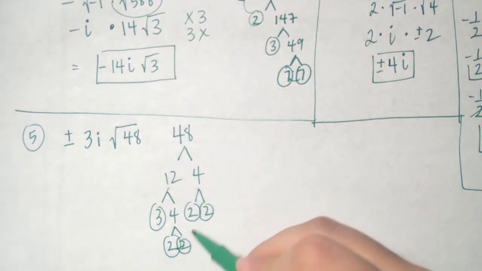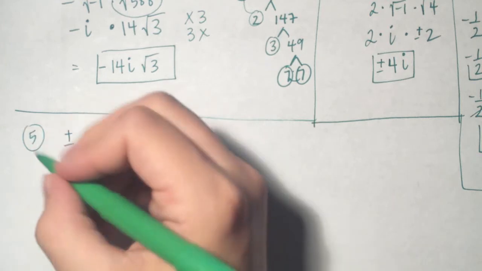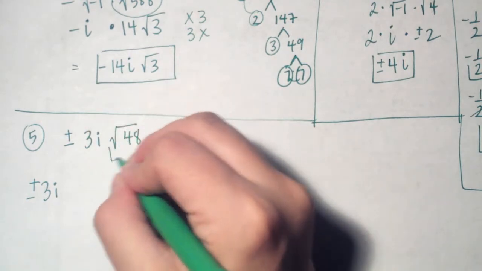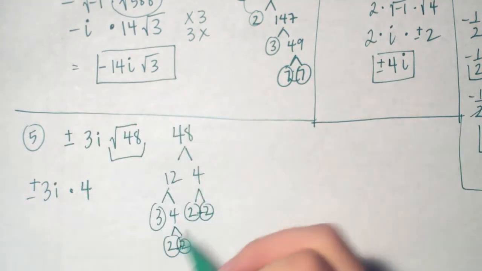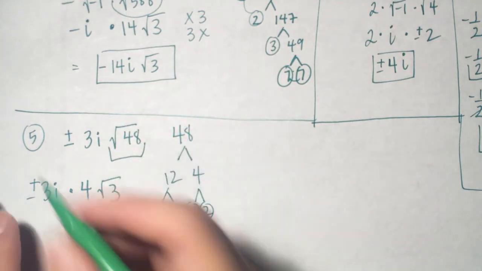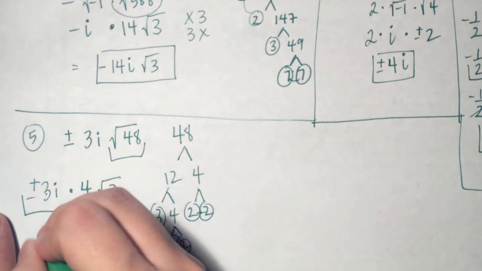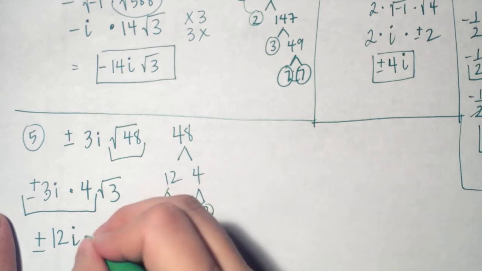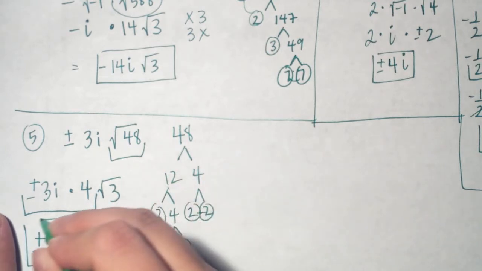So I have a pair of 2's and a pair of 2's, so 2 times 2 is 4. So the plus or minus 3i is still hanging out right here. I'm going to simplify this guy. So this is 4, and then what's left over, a 3. Now I'm going to multiply what's on the outside. So 4 times 3 is 12. I still have my i. And then I have the square root of 3 that's hanging out. So these are already fully simplified.